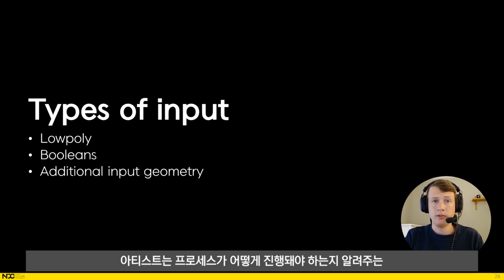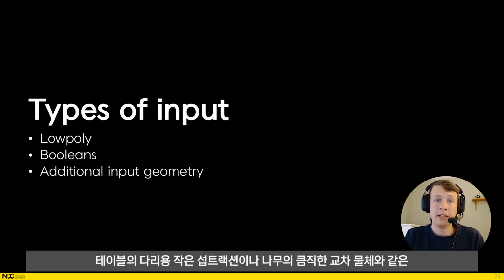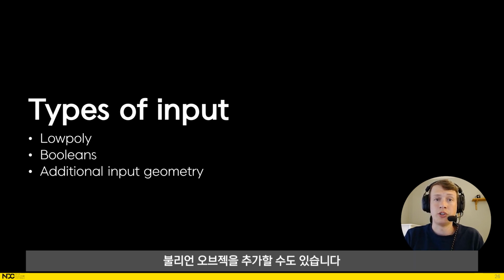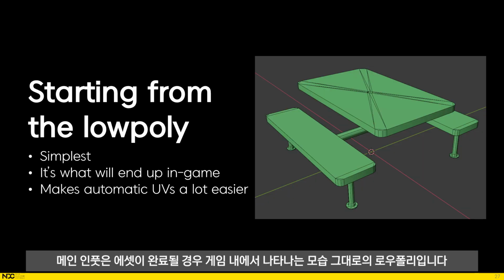So, as we saw, the artist has a couple of different ways of telling the process what should happen. They can add the basic low poly geometry with hard edges, creases, and UV seams set the normal way in Blender. They can also add Boolean objects like the small subtractions for the feet of the table or the larger intersection objects for the wood. Then there's the additional input geometry like the boxes used to create the welds. The main input is the low poly exactly as it will appear in-game when the asset is done.